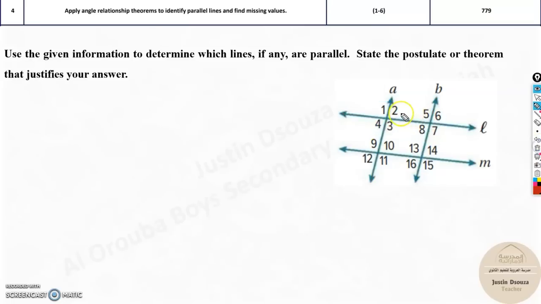Now there are a few things. If you see interior angles which are alternating or opposite to each other, they will be equal, provided these two lines are parallel. So if A and B are parallel, then I can say 2 and 8 are congruent. They are the same. Why? Because they are alternate interior angles. Or if anyone tells you these both are congruent angles, 2 and 8, then you can tell A and B must be parallel because it's the converse of the alternate interior angle theorem.